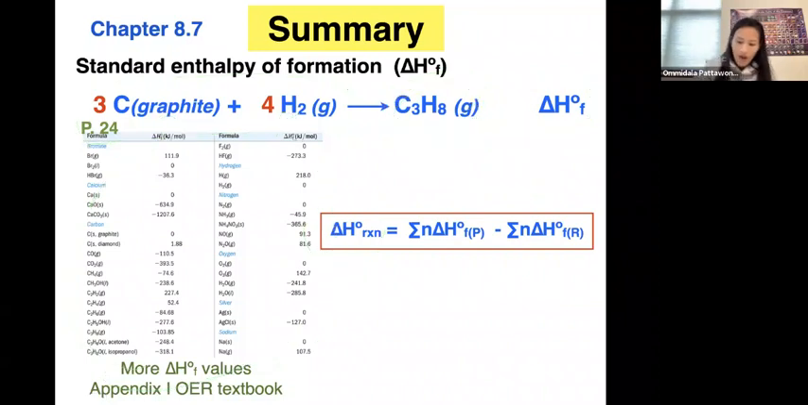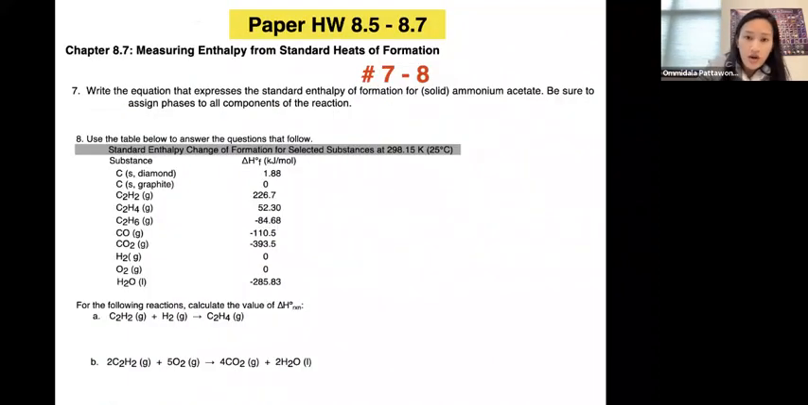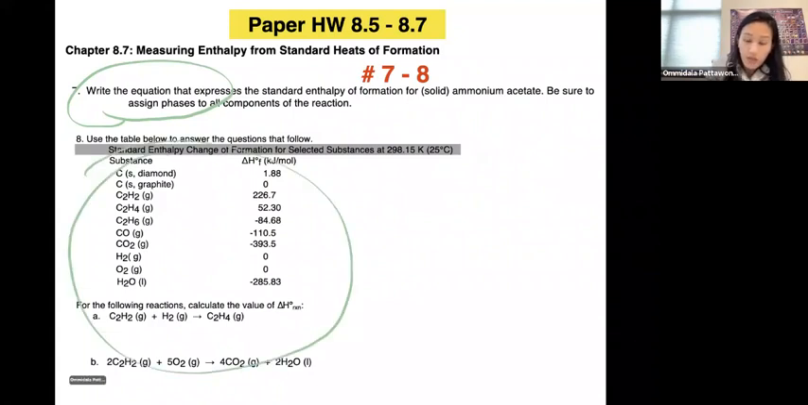So more practice of this would be on the paper homework 8.5 to 8.7, numbers 7 to 8. For example, in this case, one is you are going to write the equation, which is what we described earlier at the beginning of this lecture video, how to write the chemical equation. And then the second part, right here, involves the calculation of the delta H of the reaction that we just went over.